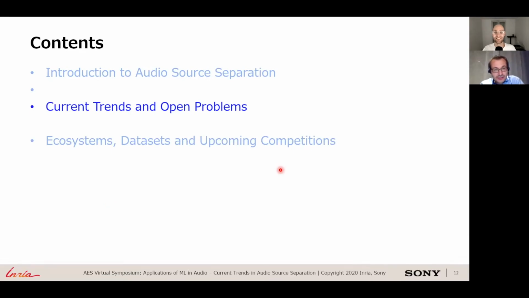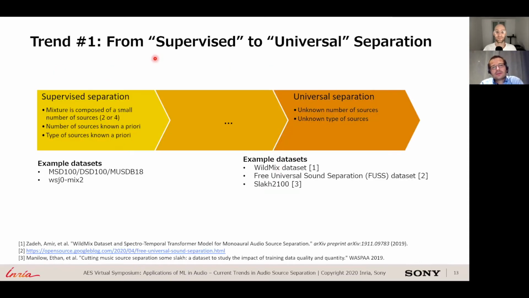So this brings us now to the second part of this presentation, and in the second part we want to talk about 5 current trends in audio source separation, as well as we want to identify some open problems. So the first trend that we can see is the transition from supervised separation to universal separation. In supervised separation, we have quite some prior knowledge about the separation problem that we want to solve. So for example, we know a priori the number of sources that are there in the mix, and typically also the number of sources is quite small, so either 2 or 4.